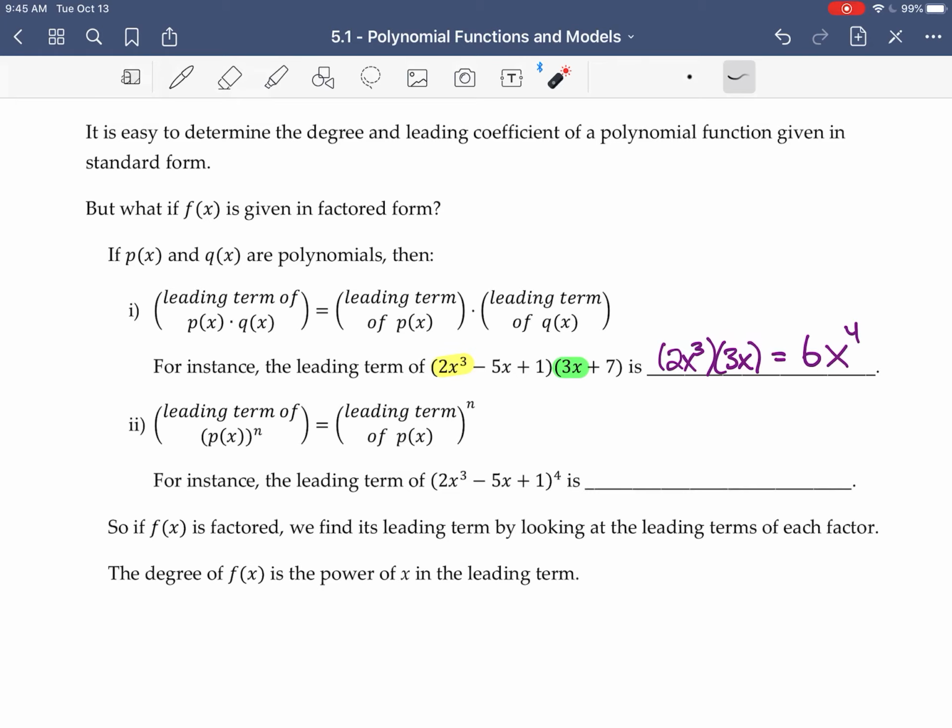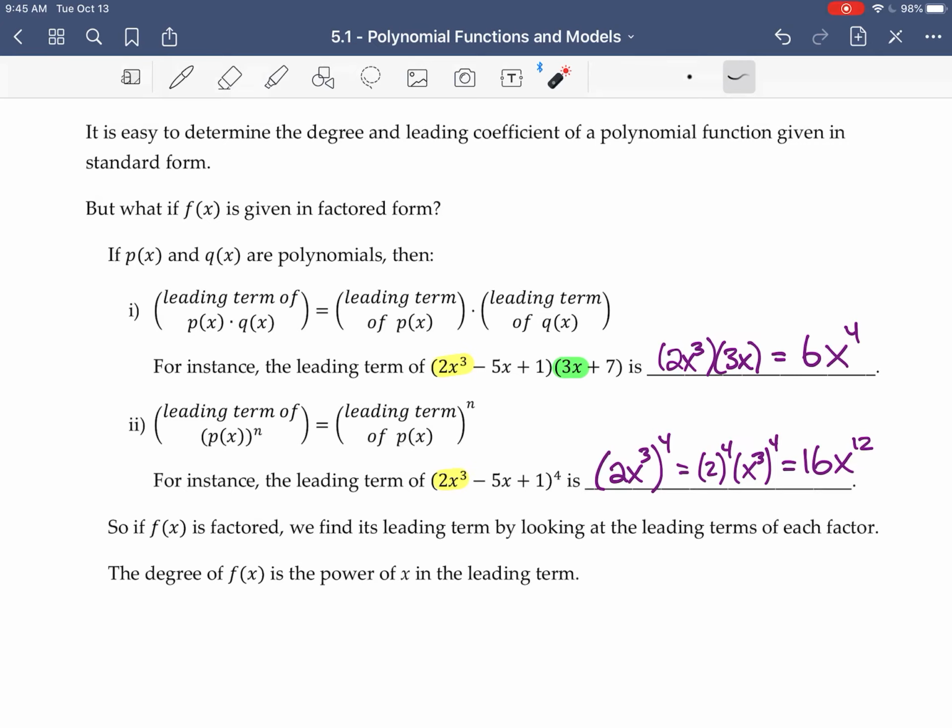Now if I have a polynomial to a power of n, and I want the leading term of that, then I take the leading term of the inside and raise it to the power n. Again, here we have our polynomial. We take the leading term, which is the biggest power of x. So this is going to be 2x cubed all to the power 4. That's 2 to the power 4 times x cubed to the power 4. So that's 16, and then I multiply these powers to get x to the 12. So I have degree 12, leading coefficient 16.